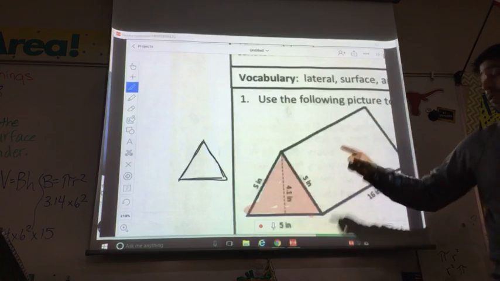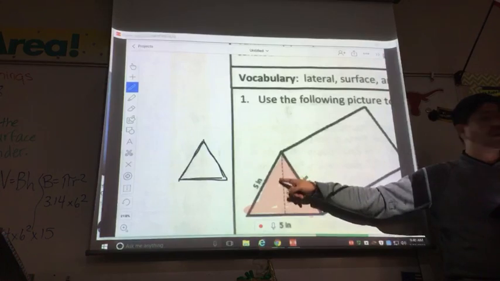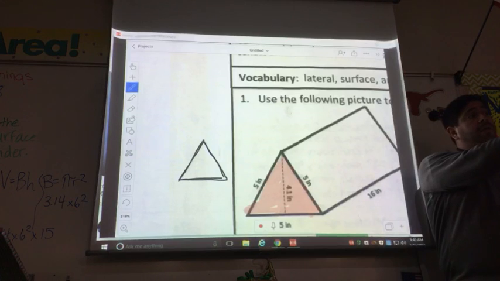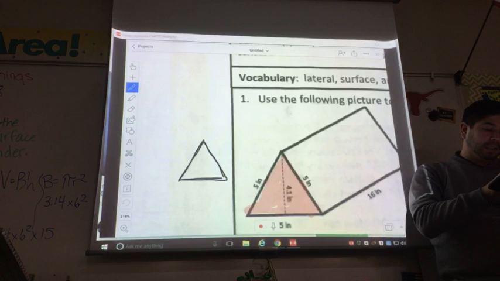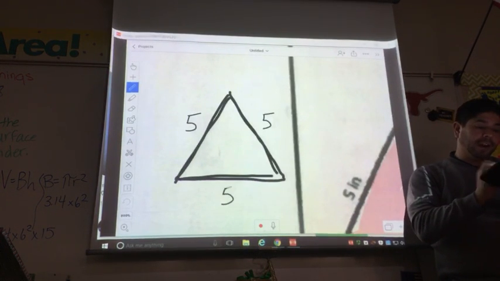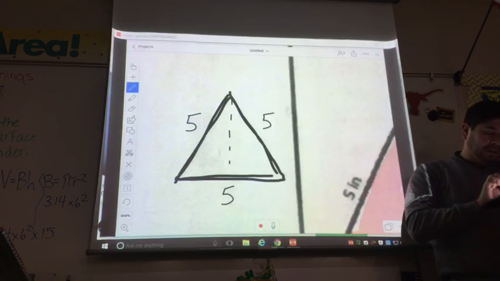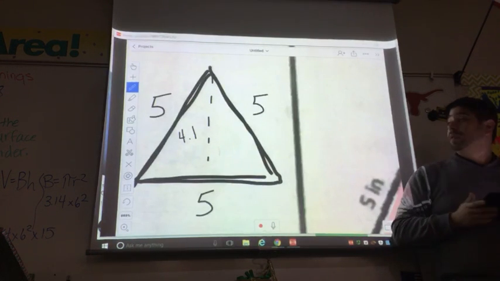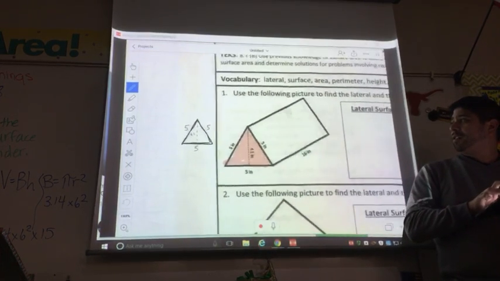All right, so now we're going to label this. Do we need this 4.1 inches part of my triangle here if I'm going to find the perimeter? No, but I am going to need that. You're right, Giselle. So let's go ahead and label that. We're going to label this 5, 5, and 5. And then the inside is going to be 4.1. So what we're doing is we're just redrawing that out there.